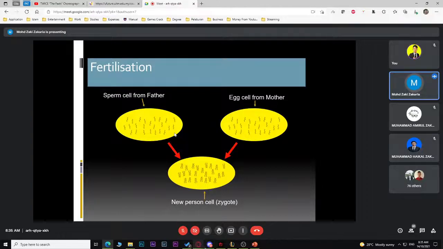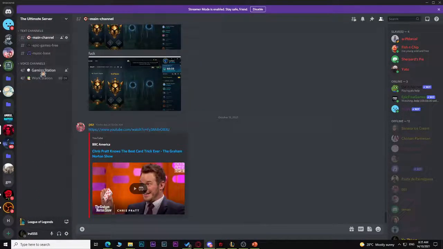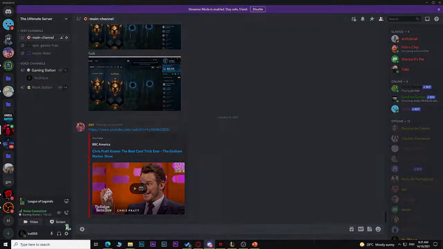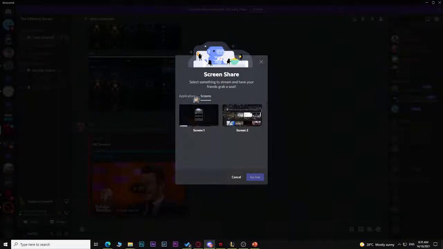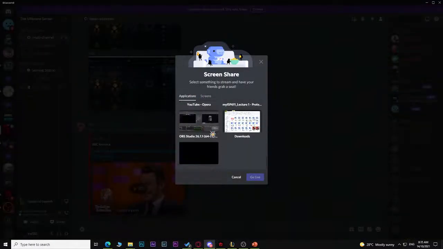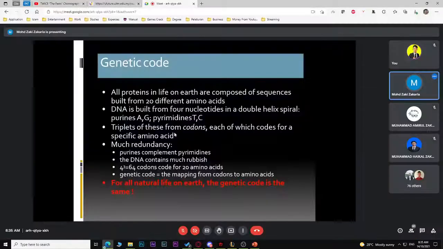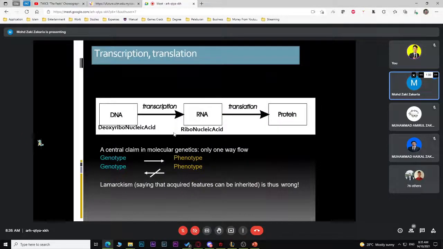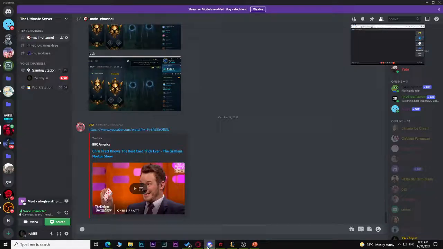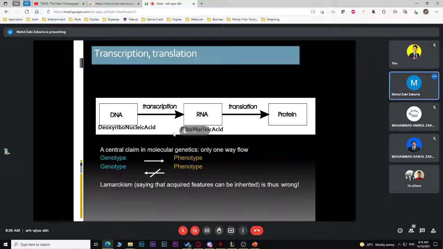This is fertilization, human fertilization, for example, where mother and father can produce a new person, or zygote. You can go through it on your own. So the combination of genotype can produce phenotype, but phenotype cannot produce the genotype.